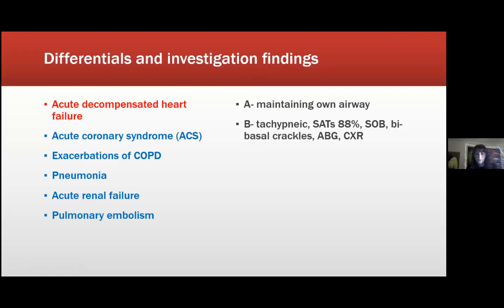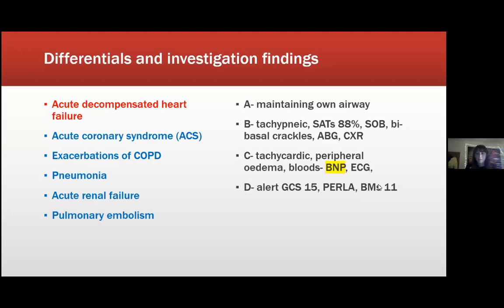Yeah, so we've got his bibasal crackles, ABG, and chest x-ray. So for C, one of the important bloods in heart failure is a BMP, and we're also going to do an ECG, which is likely to be normal if it's just heart failure, but we might see some MI changes if that's what's triggered the heart failure.